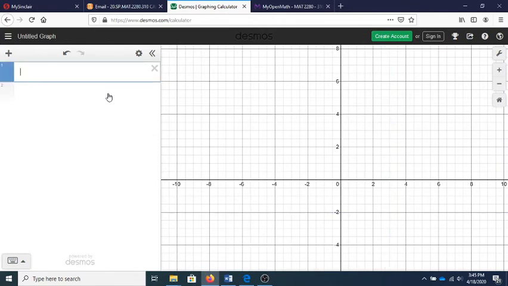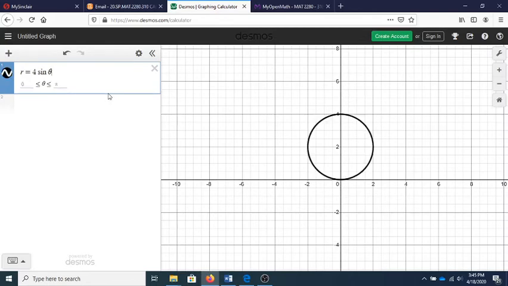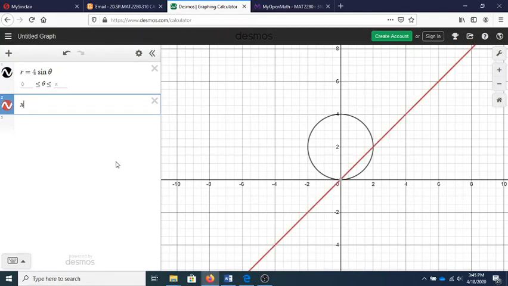Alright, so here was my original polar equation, r equals 4 sine theta. Well, you know what? That does look an awful lot like a circle whose center is shifted up to y equals 2 and has a radius of 2. Let's put in the rectangular form just to make sure we get the same thing.